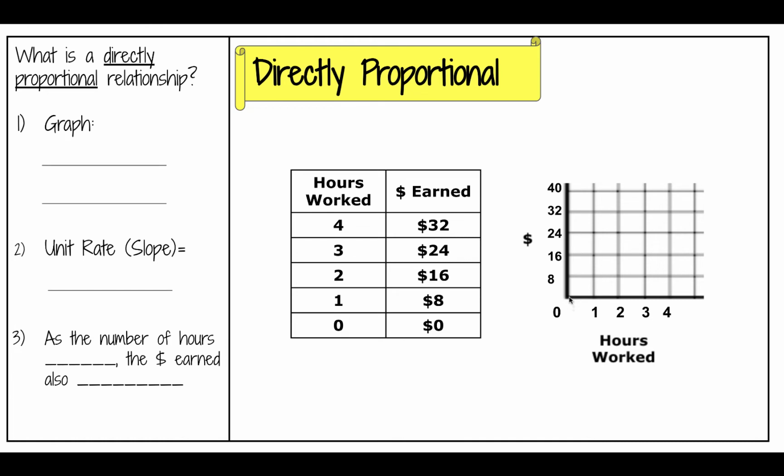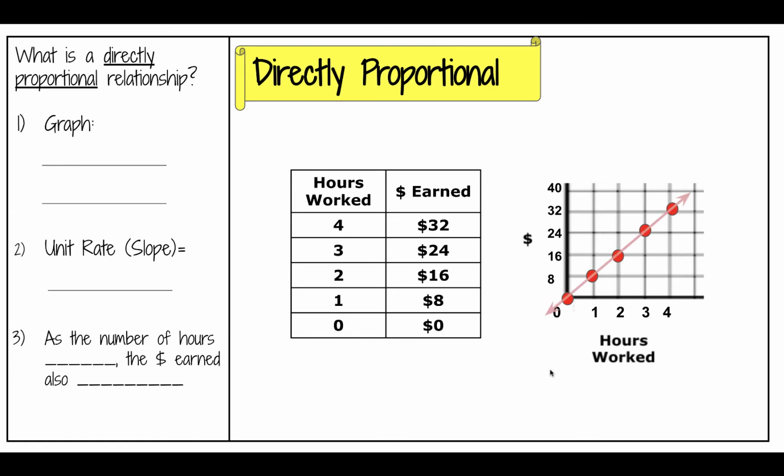Our first point is (4, 32). So I'm going to start at my origin, go over 4 up to 32. The next point is (3, 24). Over 3 up 24. Then we have (2, 16). So over 2 up 16. We have (1, 8). So we're going to go over 1 up 8 and (0, 0).